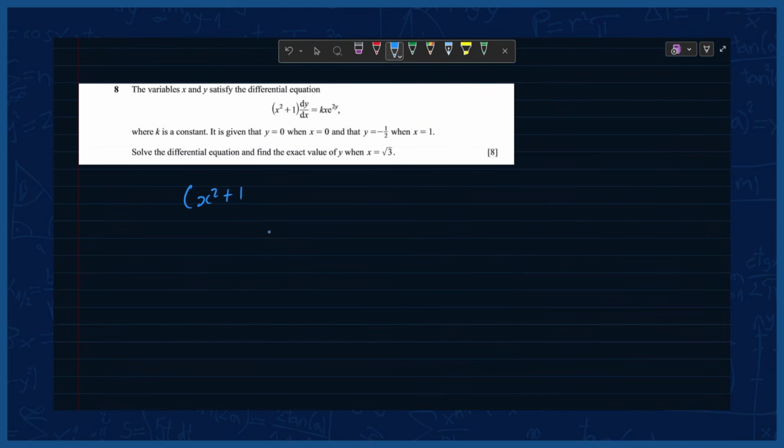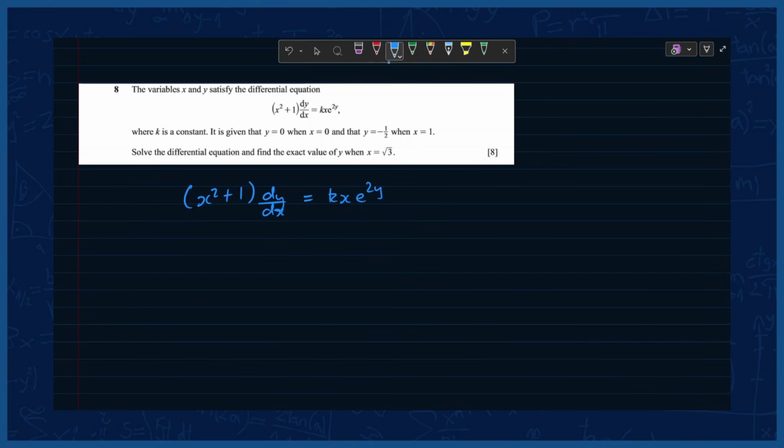So we've got x squared plus 1 dy dx, and this is equal to kx e to the 2y. Okay, so when you're solving a differential equation, the first step is to separate your variables. So I want everything with x on one side and everything with y on the other side. So I'm going to put everything with y on the left side because I want my dy to stay on top, right? So everything with y will move to the left and everything with x will move to the right.